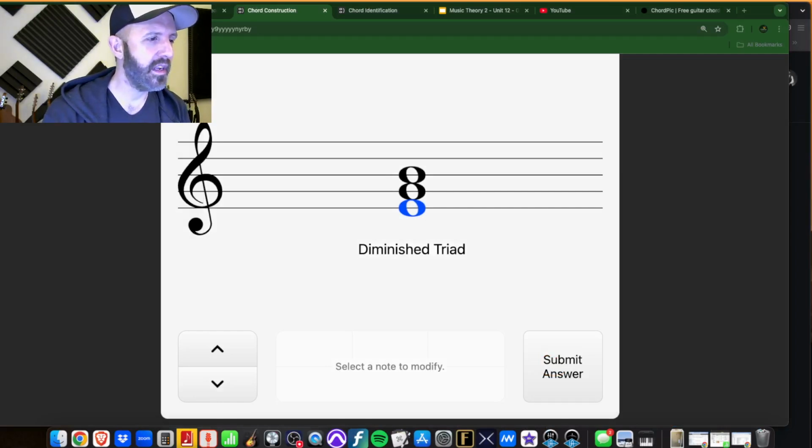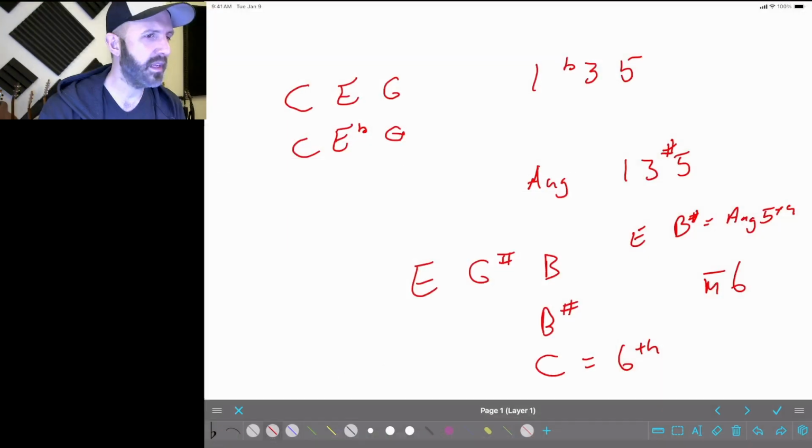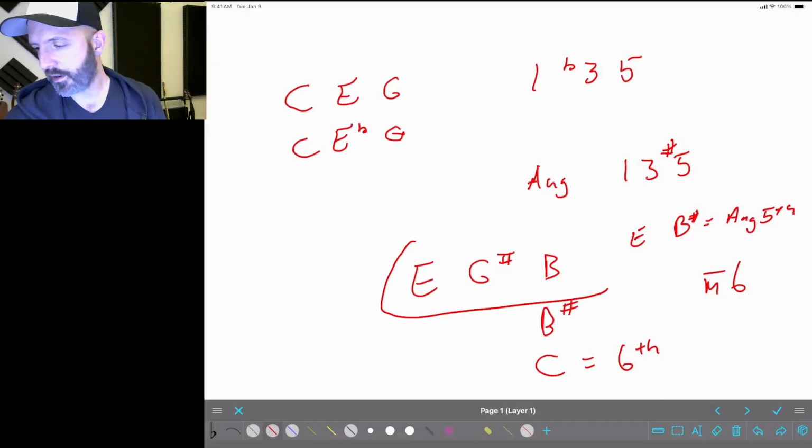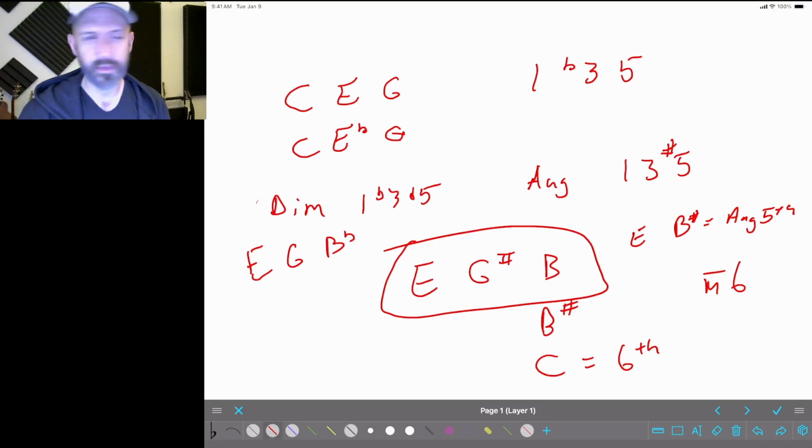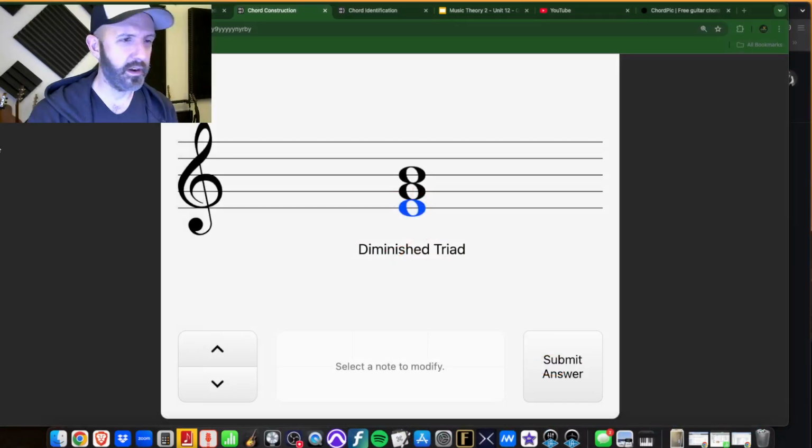We had an E. So that's going to be an E. We had our E triad. So we know diminished is going to be, ooh, what a terrible diminished. It's going to be 1, flat 3, flat 5. E, we flat the G sharp, it becomes a G. We flat the B, it becomes a B flat.